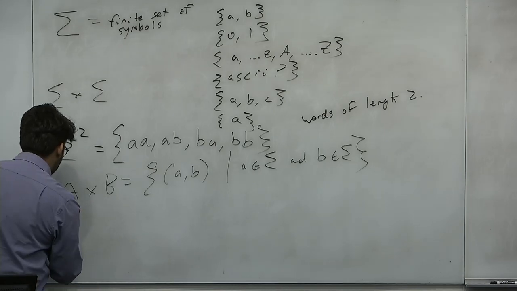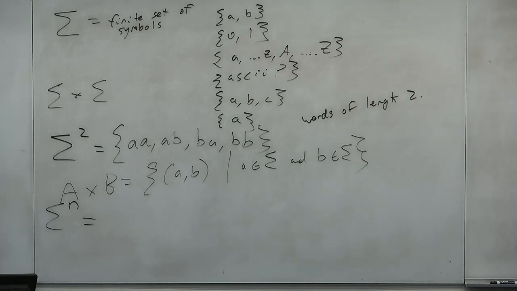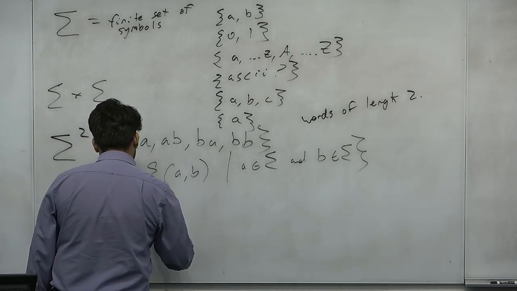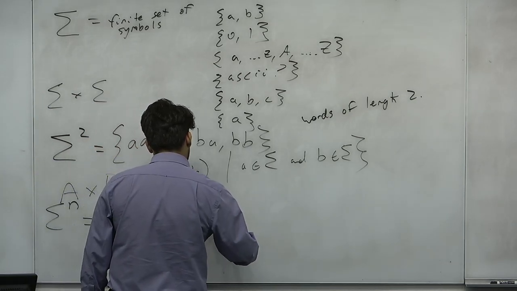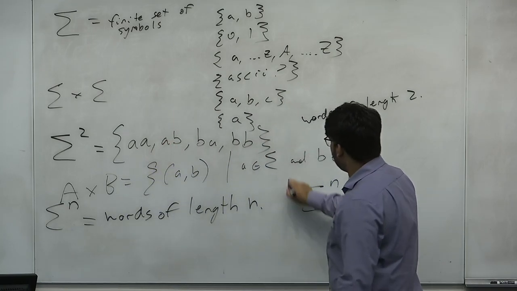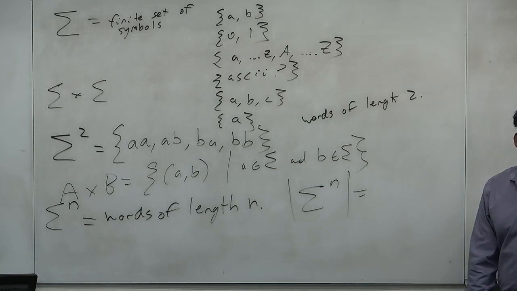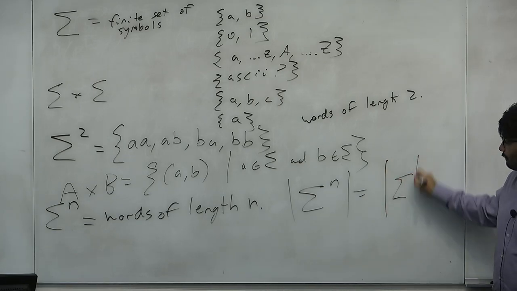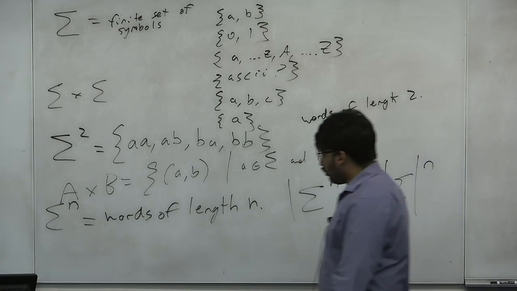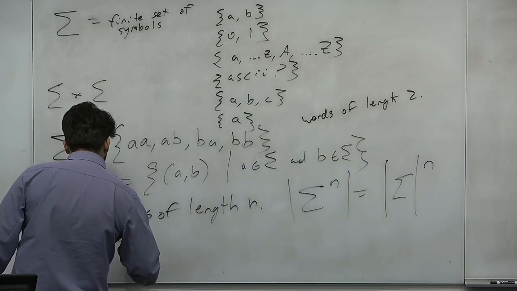Pop quiz, what is sigma to the N? Words of length N. Pop quiz, what is the cardinality of sigma to the N? The size of the finite set. What is the number of elements in sigma to the N? The cardinality of sigma to the power N. Yeah. All right, what is sigma to the zero?